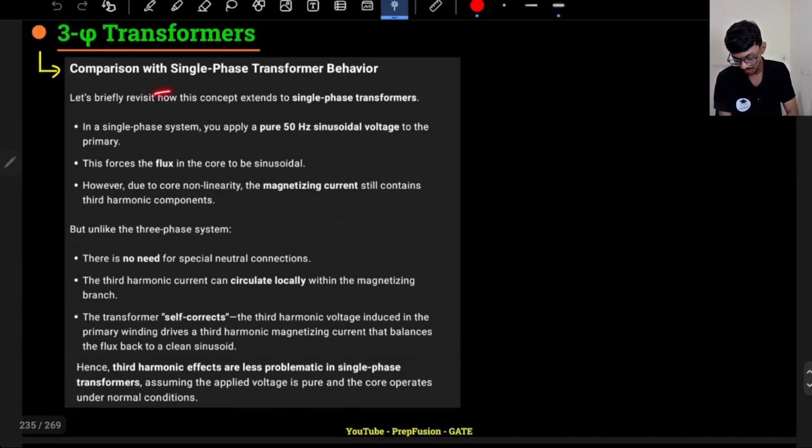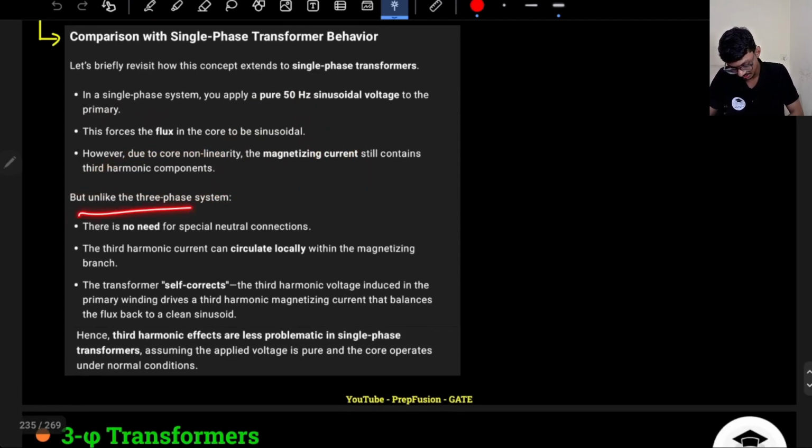And let's see one more thing, comparison with a single phase transformer. In single phase, if you apply a purely 50 hertz sinusoidal voltage to the primary, this forces the flux in the core to be purely sinusoidal. However, due to core non-linearity, the magnetizing current still contains a third harmonic component. This we have already discussed. But in 3 phase, there is no need for a special neutral connection. If I just keep the neutral open, the phase and line voltages will be free from harmonics. The third harmonic currents can circulate locally. How? In delta connection. We will discuss it in delta connection.